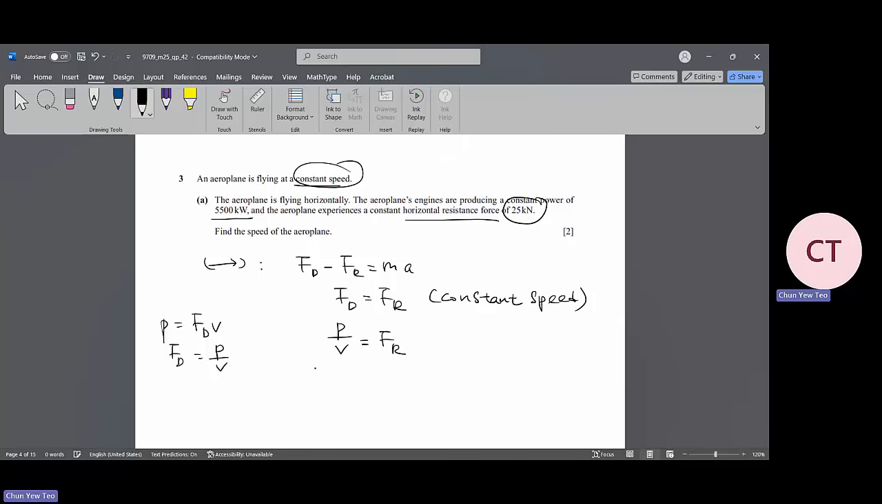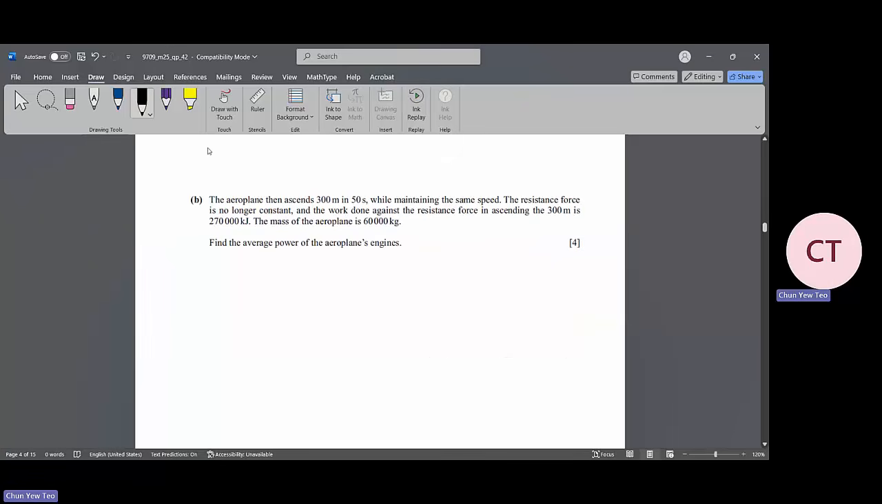The power is given as 5,500 kilowatt divided by the speed and is equal to the resistant force, 25,000. So your V will be taking the 5,500 kilowatt divided by 25,000. So you will get the answer as 220 meter per second by using calculator. So this will be the answer for part A. Now we're moving to question B.